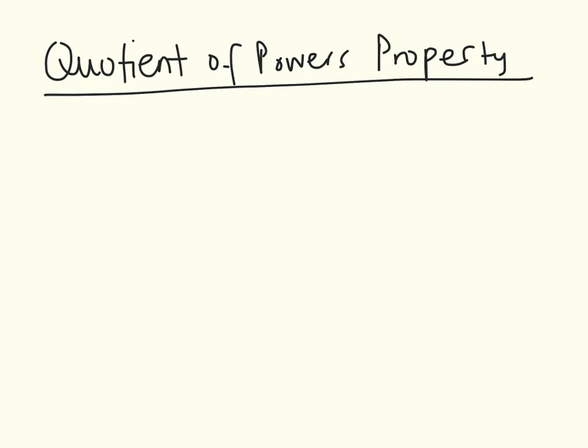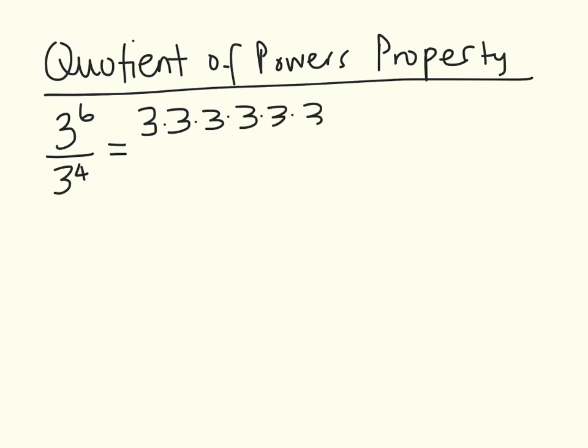Let's look at 3 to the power of 6, and you divide it by 3 to the power of 4. So we know that 3 to the power of 6 would be 3 times itself 6 times, 2 times, 3 times, 4 times, 5 times, 6 times, and you divide it by 3 to the power of 4, which is 3 times itself 4 times.